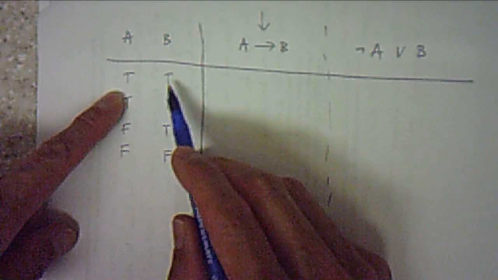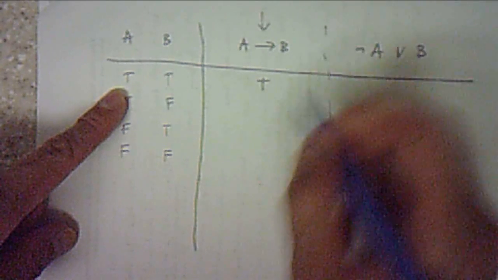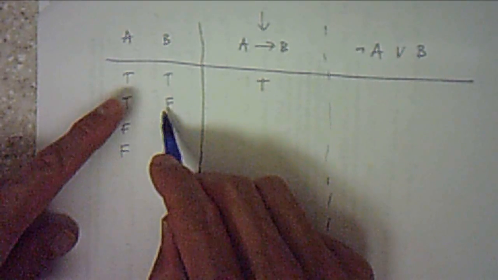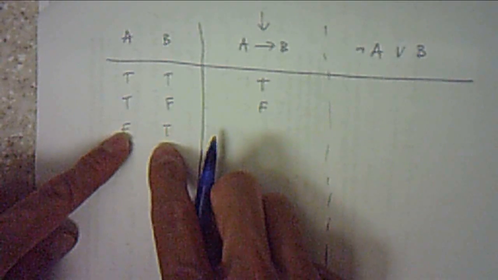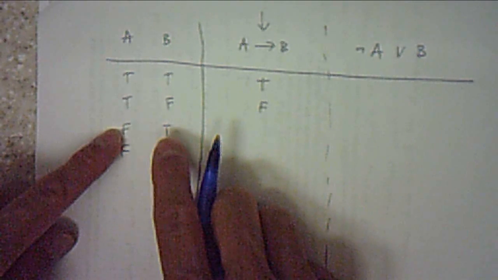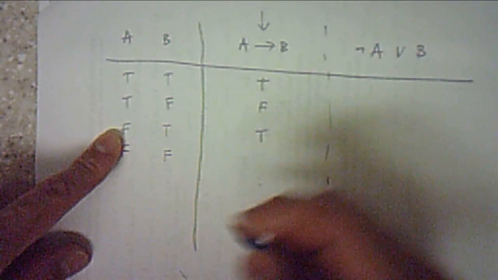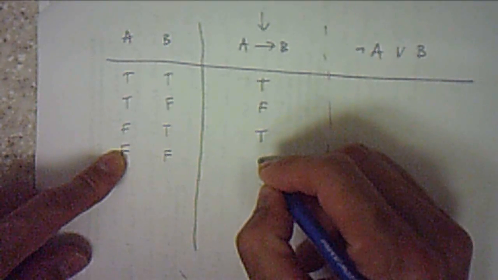Is this the TF combo? True, true, A, B, true, true? No. So by default, it's true. Is this the TF combo in that order? TF, yes. So there, it's false. Now you go to the next one, false, true. A is false, B is true. Is that the true false combo in that order? No. So it's true. And then the last one, false, false. That's not the TF combo in that order, so it's true.